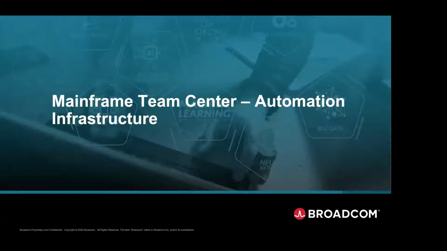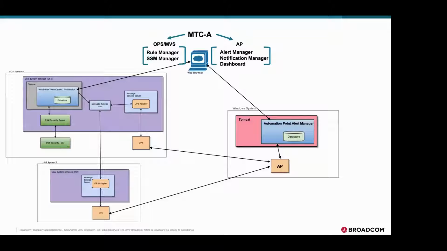I just wanted to share with you the infrastructure of Mainframe Team Center Automation, what you get from where. So MTCA is a web application. It's an OPS/MVS web application. You can see here that there is the left side and the right side of this screen, which means from OPS/MVS, you can get the Rule Manager and System State Manager under MTCA. From Automation Point, you can get the Alert Manager, the Notification Manager, and the analytical dashboard. All of this can go under the MTCA umbrella.